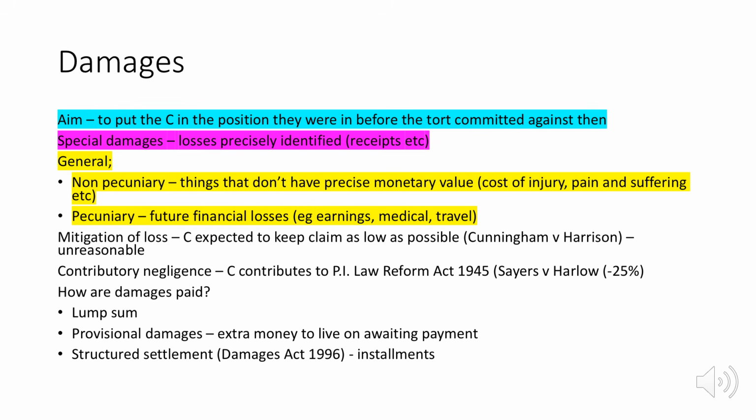Looking at damages next. The aim of damages is to put the C in the position they were in before the tort committed against them. This is split into two types of damages. Firstly, you've got special damages, which are losses precisely identified, for example from receipts. Then you've got general, non-pecuniary, so things that don't have precise monetary value, like cost of injury, pain and suffering. And pecuniary, so future financial losses, like earnings, medical, travel. Now damages can be paid in many ways, a few being instalments and lump sums.